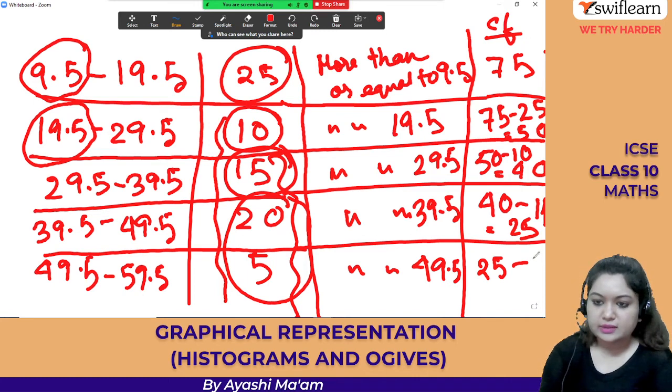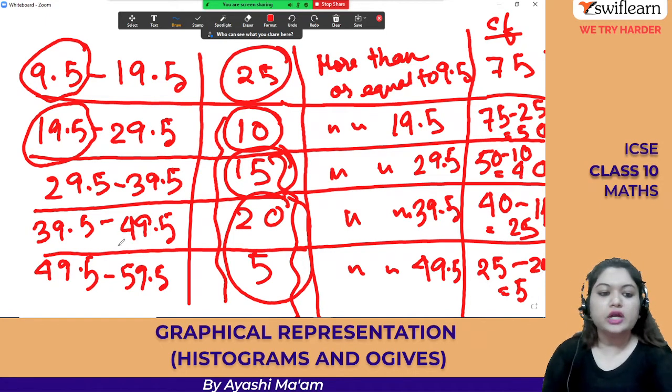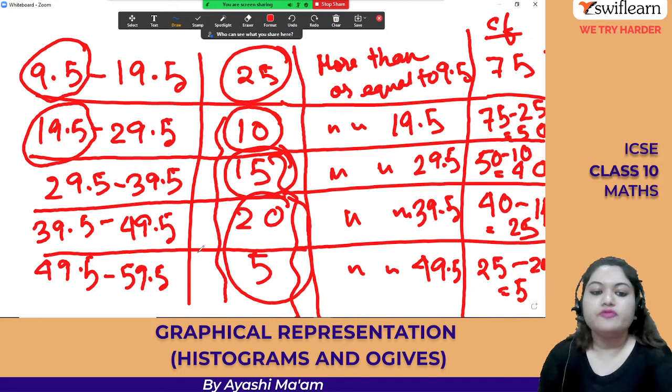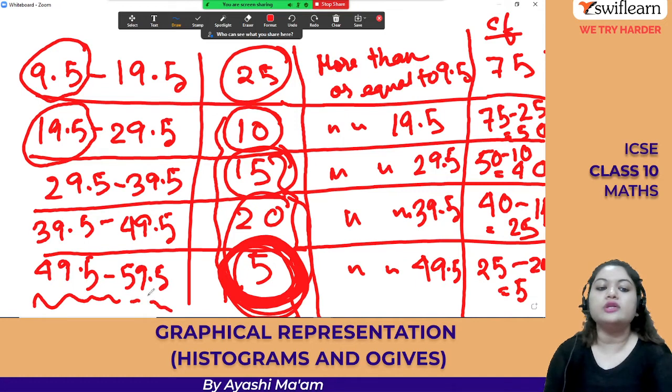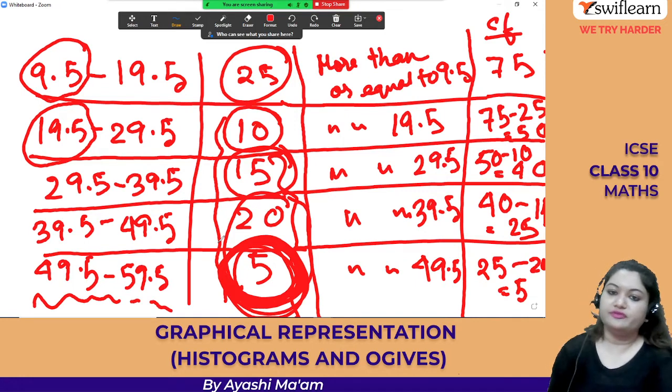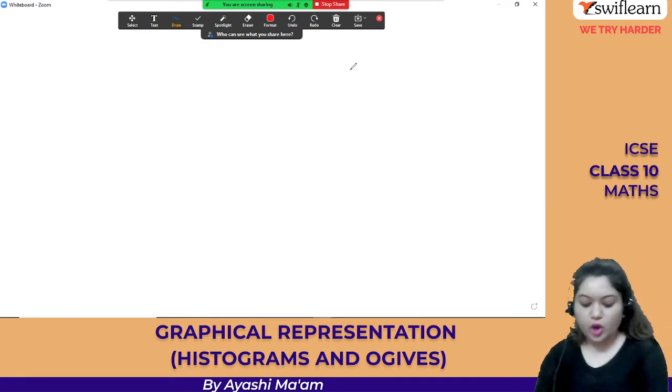Minus 20, right? 25 minus 20, that is your 5. Okay, so more than or equal to 49.5, that means we are talking about only this. We are talking about only this, because only this part is more than 49.5. Understood? Okay. Now we will be plotting the points.